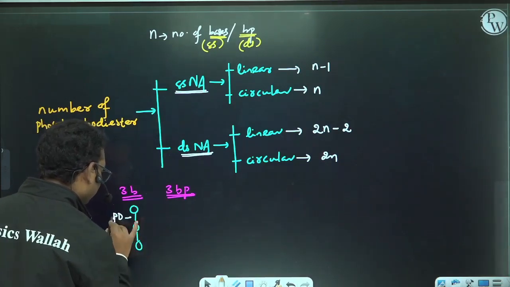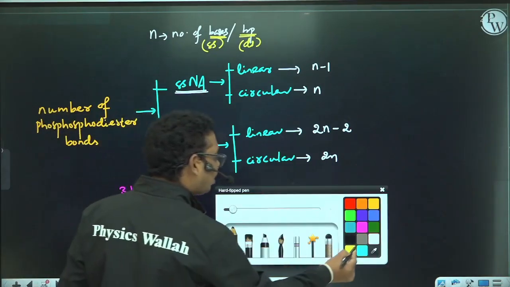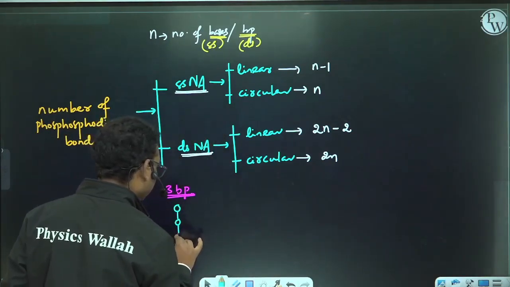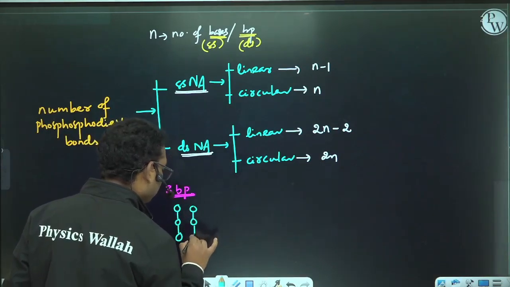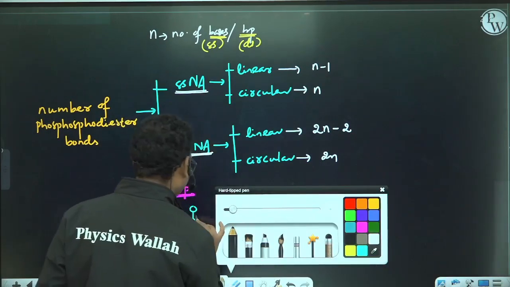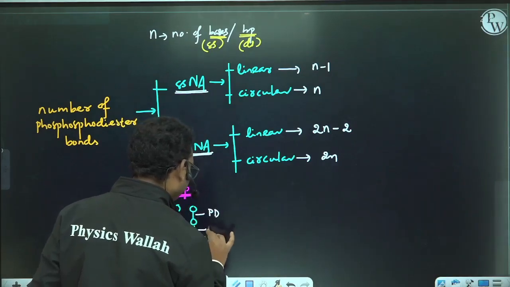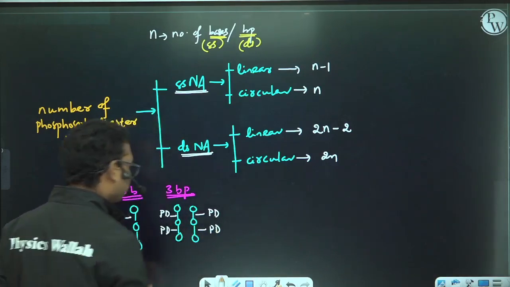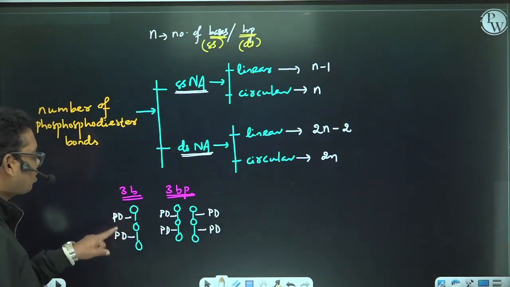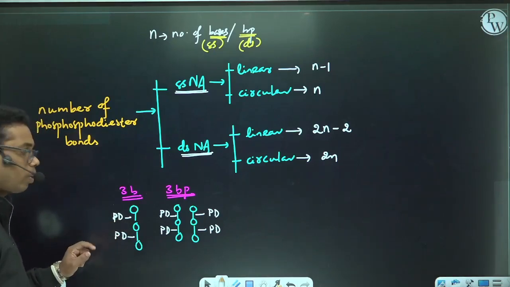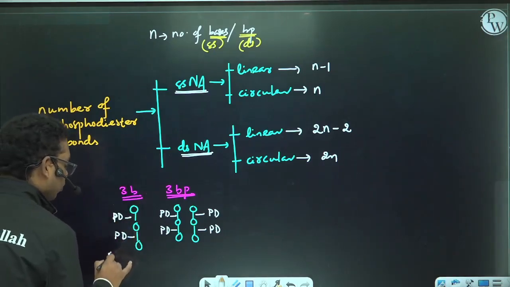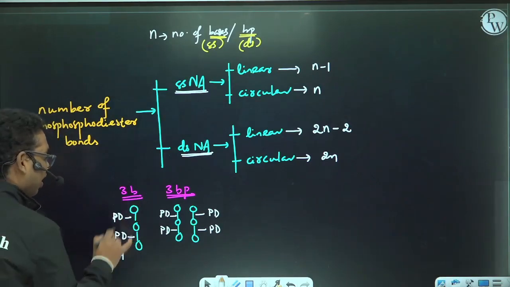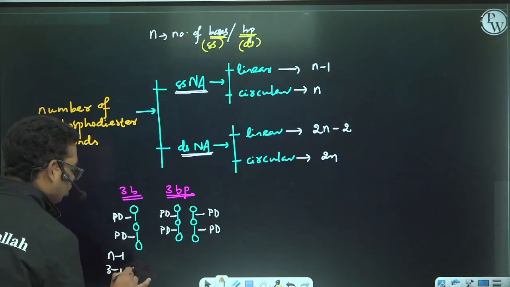PD is phosphodiester bond. And if the DNA is double stranded, 2 chains will be present, and these are the phosphodiester bonds. So in the single-stranded case, what is the number of phosphodiester bonds? It is 2. That means n minus 1, where n is the number of bases. Here n is 3, so the answer is 3 minus 1, which is 2.